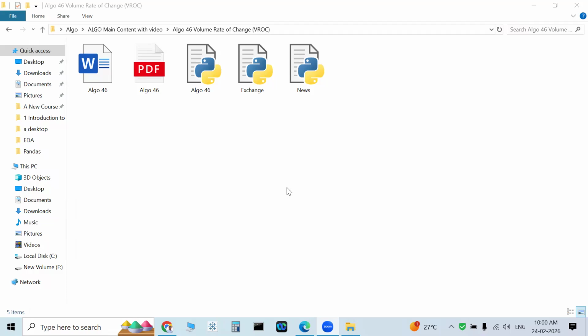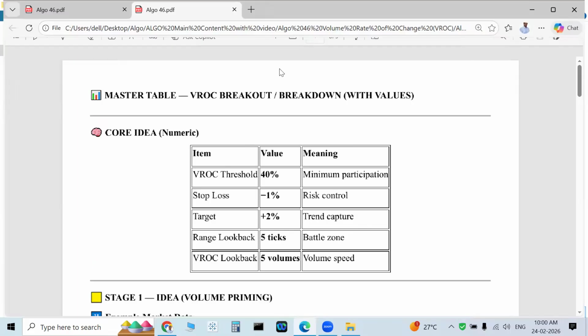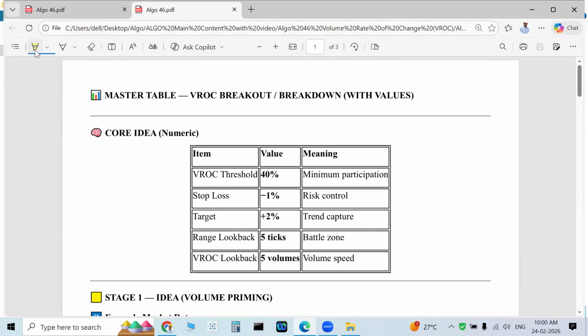Today we are going to learn one more algo trading technique based on volume rate of change. I named it VROC. It's a volume rate of change algo. First, I'm going to tell you the mathematics, and then we are going to see the actual trading happening with this algo. So let's start with the first part, understanding how this algo works.